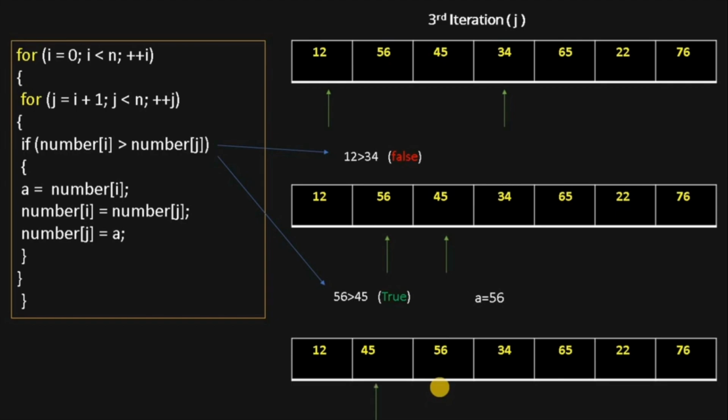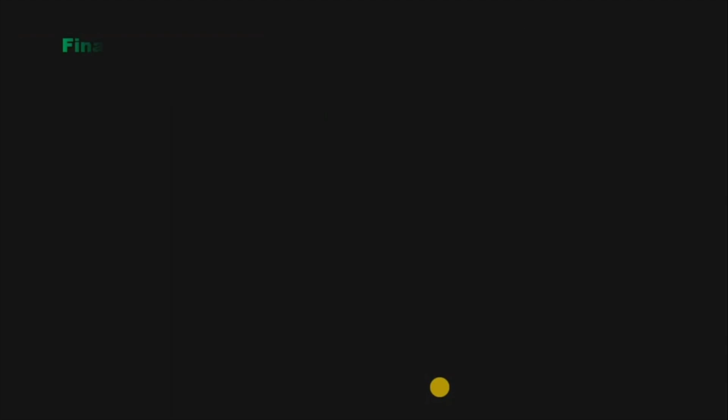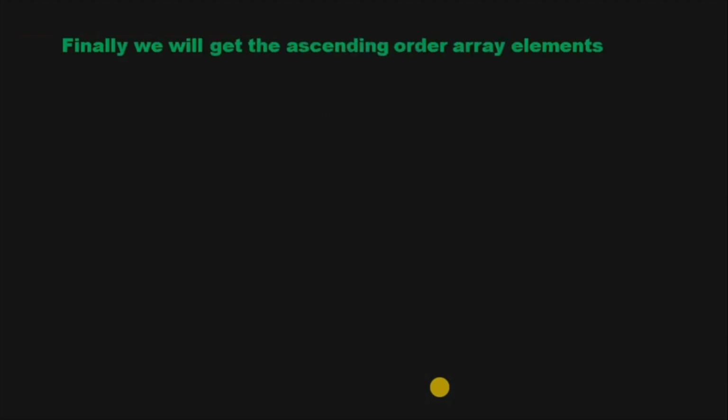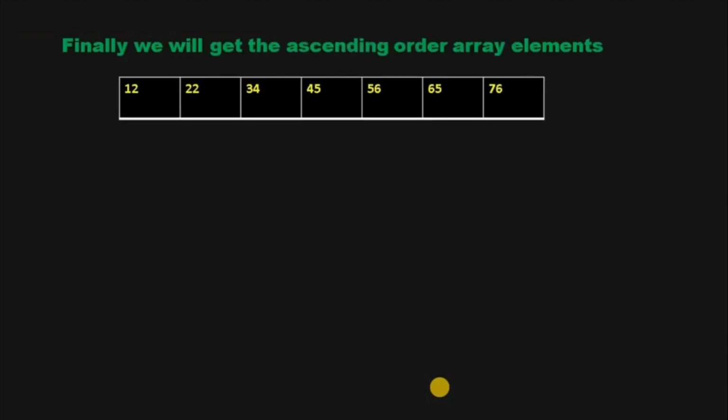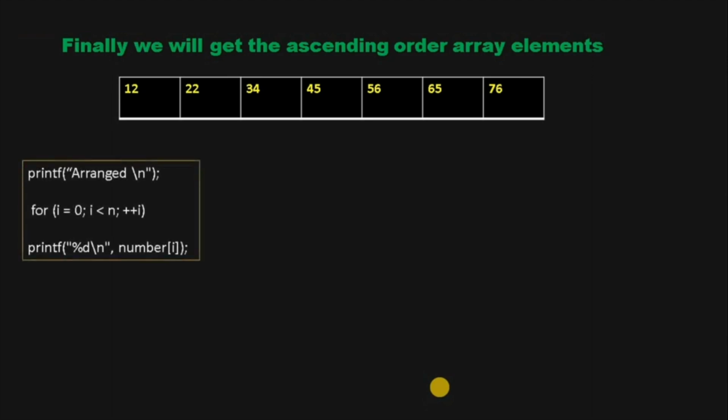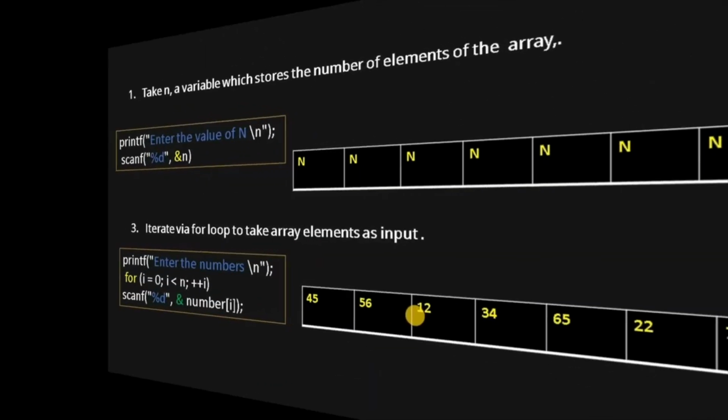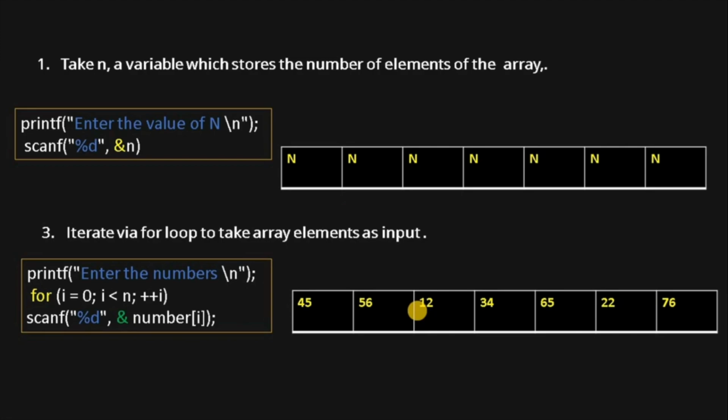So this is the complete logic of sorting an array. After that, 45 will go to 34, and if that is true, then finally we get the array elements in ascending order like this. And we will print them with the simple array printing method, printf, with i equals 0, i lesser than n, and we print number i and get the answer printed. So let's program it and see the output.